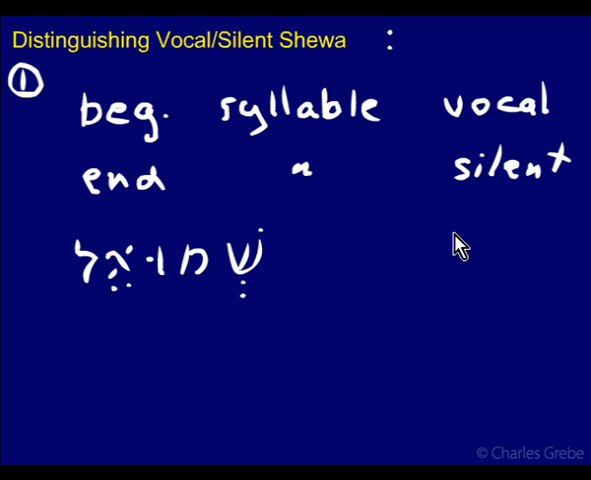Okay, let's look at an example of the other one. Lach, which means to you. Now, here we have a Shewa at the end of a word, therefore at the end of a syllable. And according to our rule, at the end of a syllable, it will be silent. So it's pronounced lach, not lache or something like that.